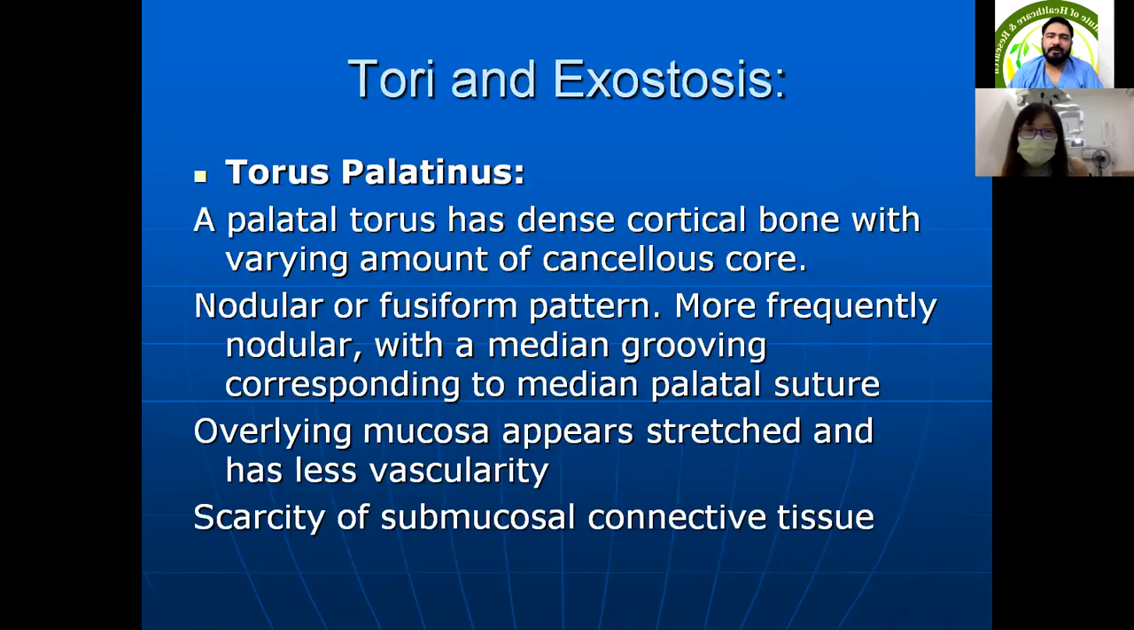Next is torus palatinus, or torus exostosis. You have understood Dean's alveoloplasty and Obwegeser's technique. In torus palatinus, a palatal torus has dense cortical bone with a varying amount of cancellous core, in a nodular or fusiform pattern, more frequently nodular, with median grooving corresponding to the median palatal suture. The overlying mucosa appears stretched and has less vascularity. There is a scarcity of submucosal connective tissue.